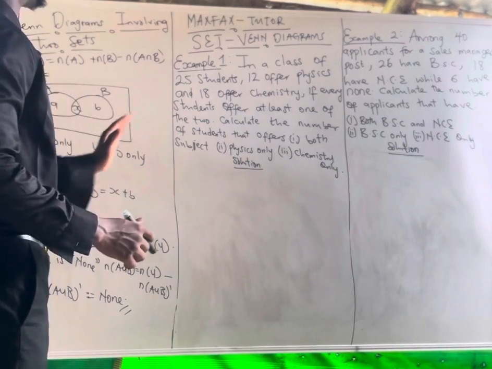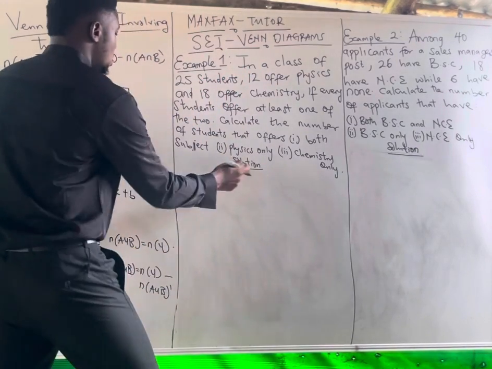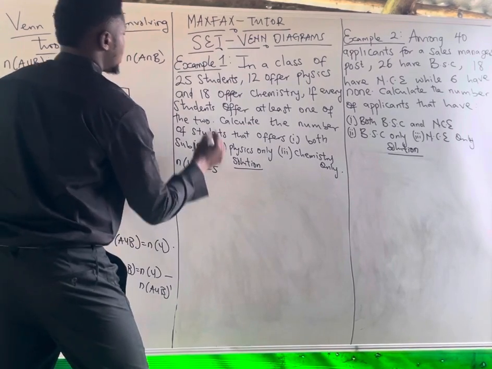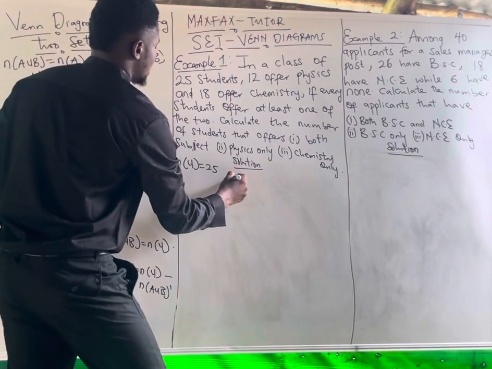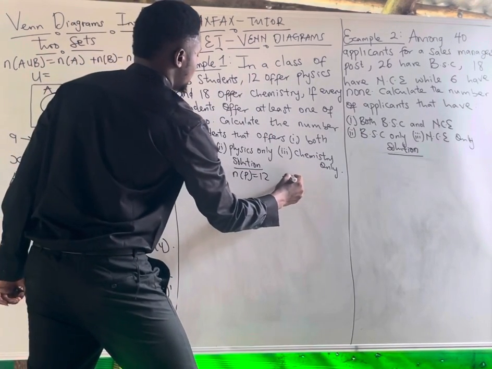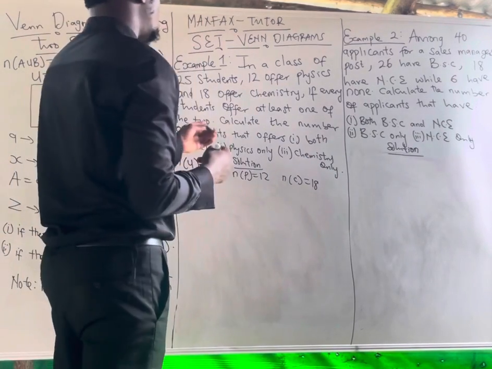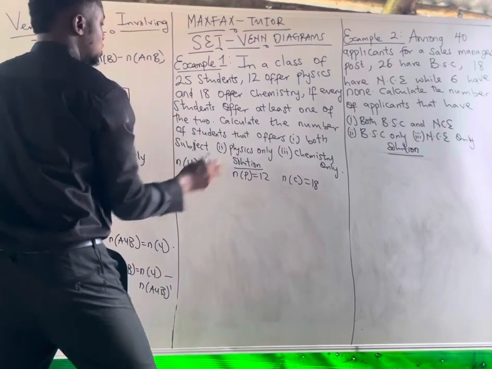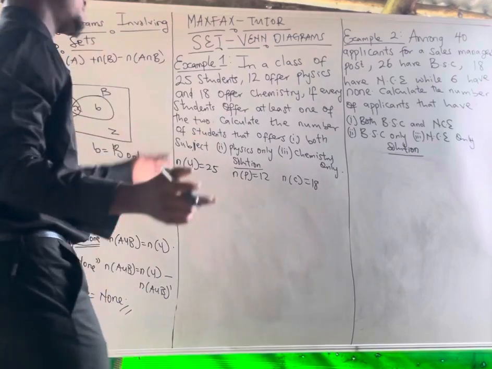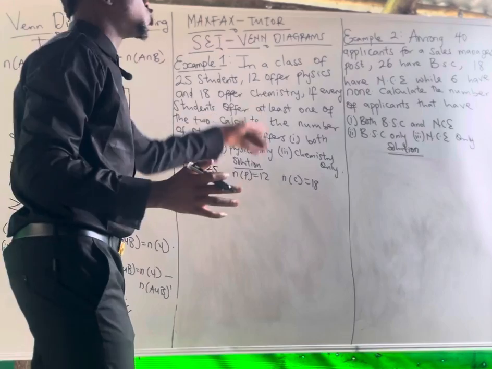Now let's look at an example. The first example here is that in a class of 25 students, since we have 25 students, it simply means that the universal set is equal to 25. Now 12 offer physics. The number of students that offer physics is equal to 12. 18 offer chemistry. The number of students that offer chemistry is equal to 18. If every student offers at least one of the two, calculate the following: both subjects, that is physics and chemistry, physics only, chemistry only. You are going to see that in this particular question, there is nobody that does not offer any of the two subjects.